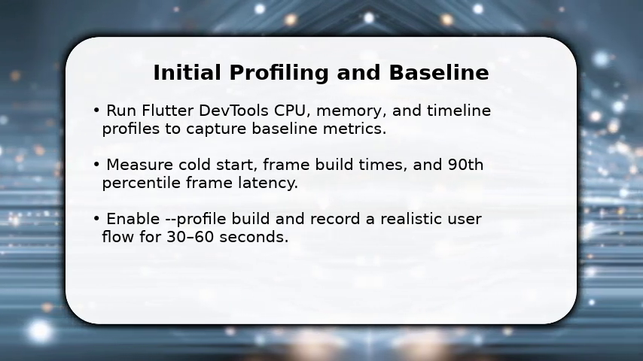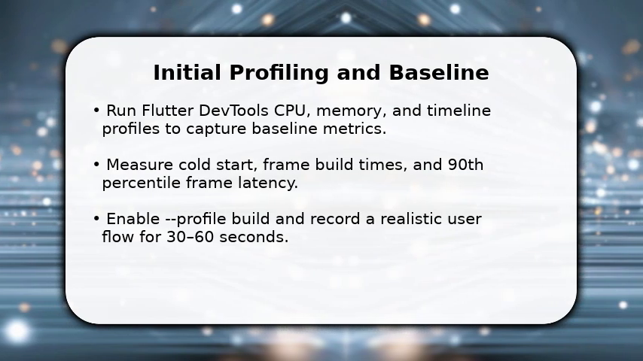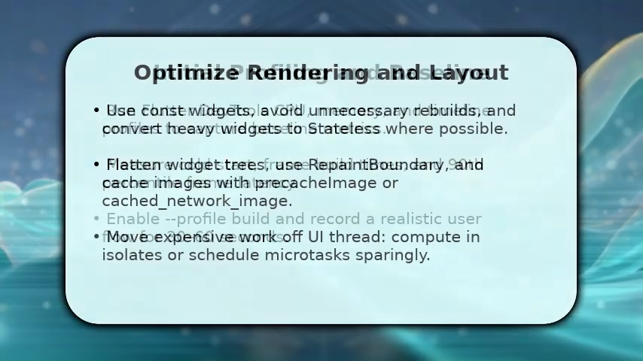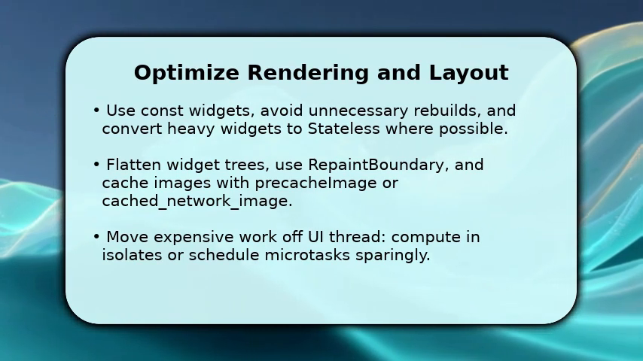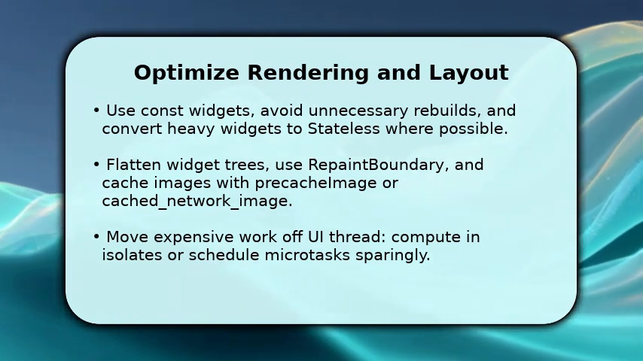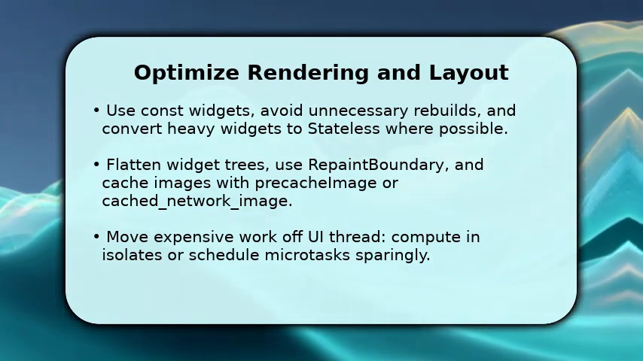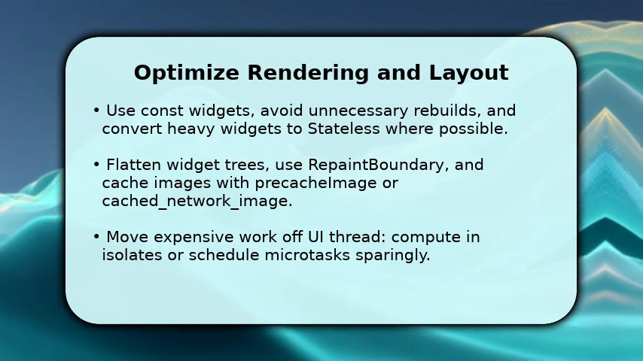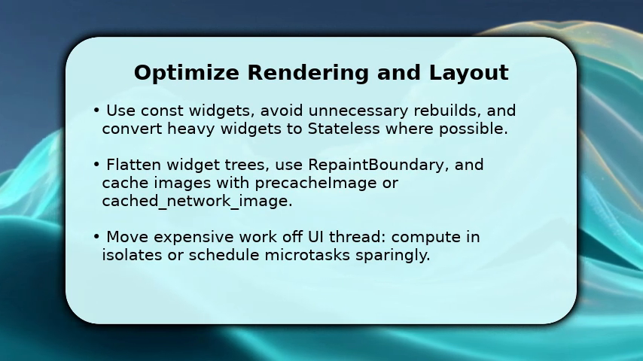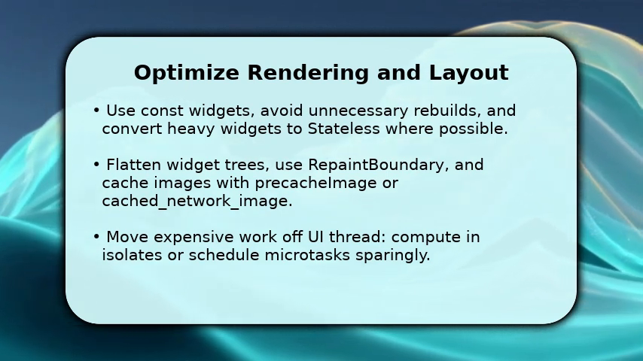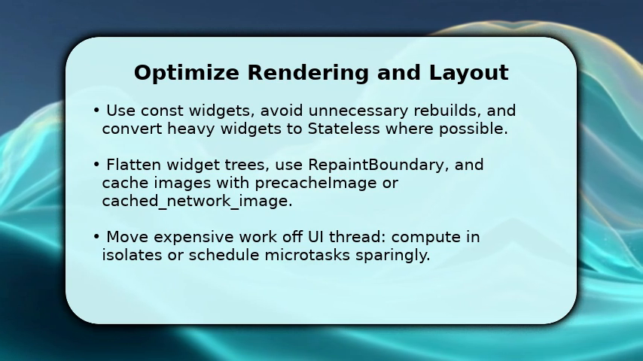Once profiling points at UI jank, reduce rebuilds by using const constructors and extracting widgets to lower rebuild scope. Replace setState with finer scoped state management so only affected subtrees rebuild. Flatten deep widget trees and insert RepaintBoundary to limit repaints. Cache images with precacheImage or a caching package to avoid repeated decode costs.